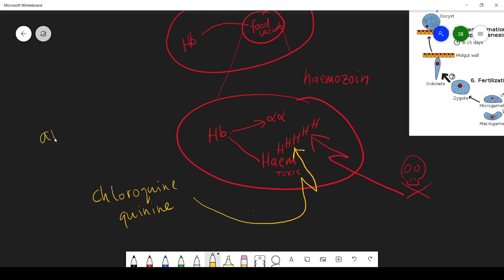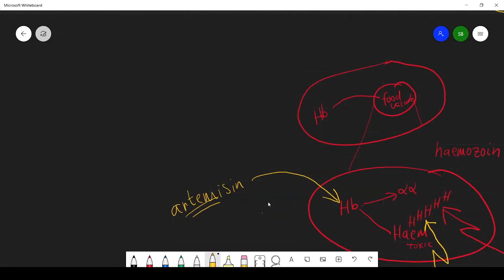There are also some new ones, such as artemisinin, which was actually from the Chinese herbal remedy, and that is one of the new drugs, and that also affects the hemoglobin digestion, but it's not quite clear how it does that. But there are other things you can do as well. For example, you can, just as with bacteria, inhibit folate.